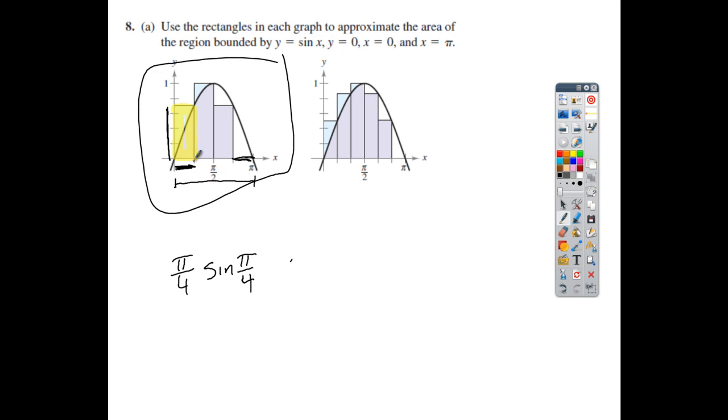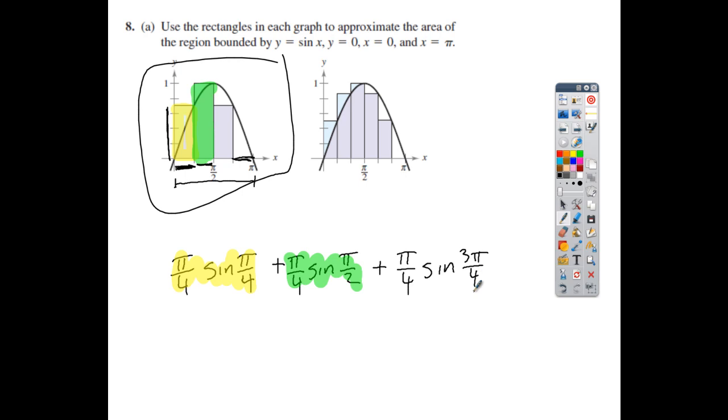And then I'm going to do the next one. Before I do that, let's highlight that in yellow. Let's go with green for the next one. So I've got plus, this interval right here is still pi over 4. And then the height will be the sine of pi over 2. This is the height of the function. Then for the third rectangle, the base is going to be pi over 4 again, base times the height, and that's going to be sine of 3 pi over 4.